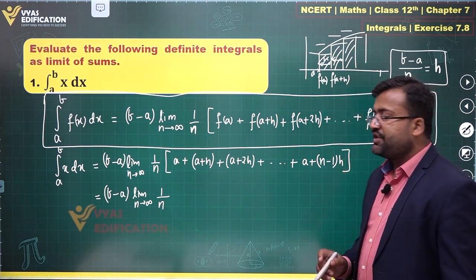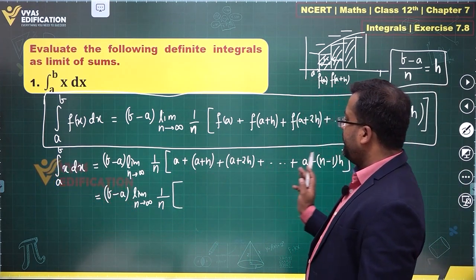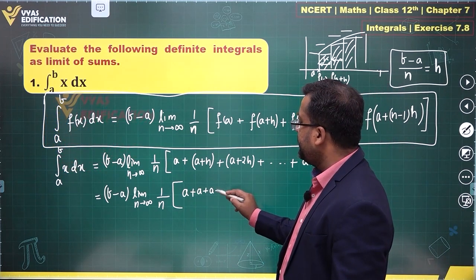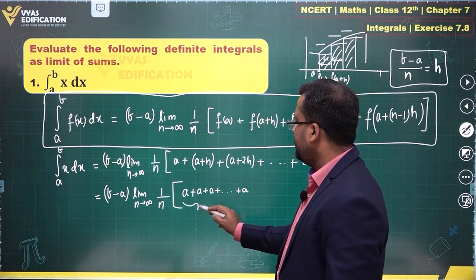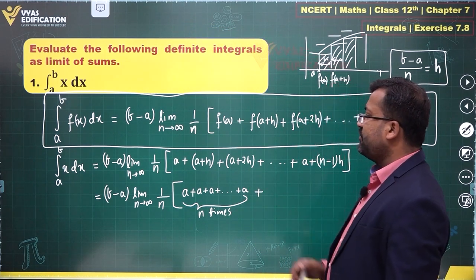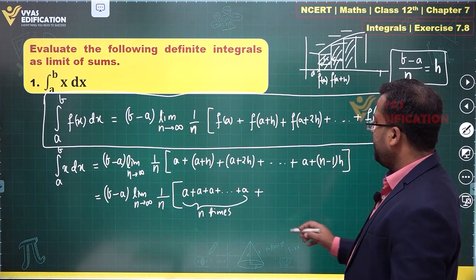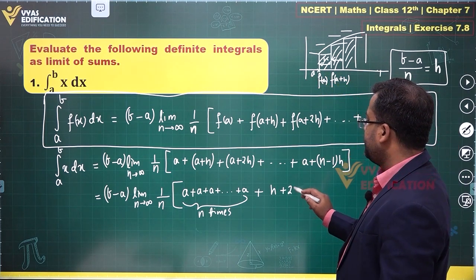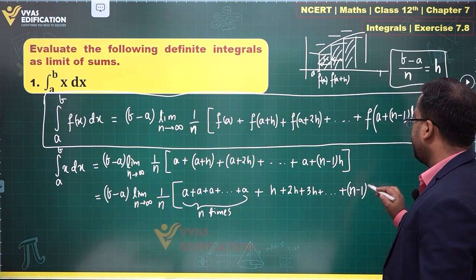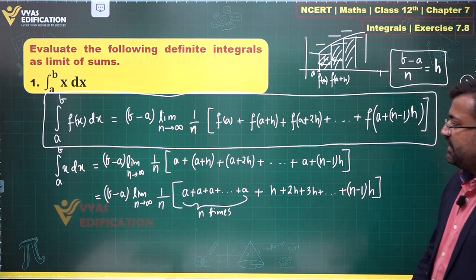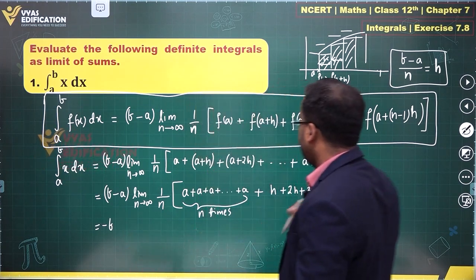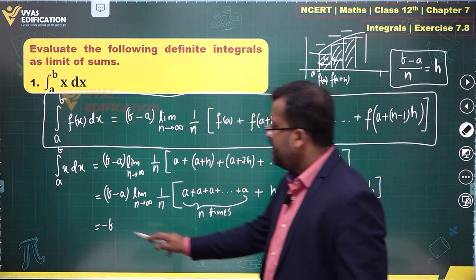What is this expression equal to? So a. How many times does a occur? a occurs n times: a + a + a. Let's separate these out. This occurs n times, plus you have another expression. What is that? h + 2h + 3h + and so on, plus (n − 1)h. This is what you have in the other bracket. So b − a, there's no minus in the front.